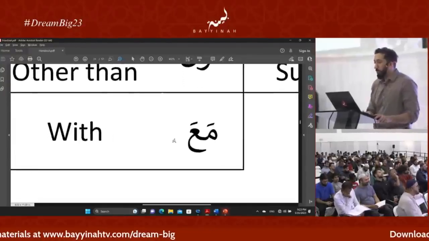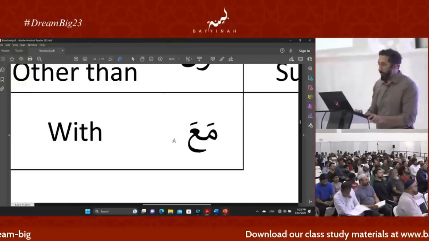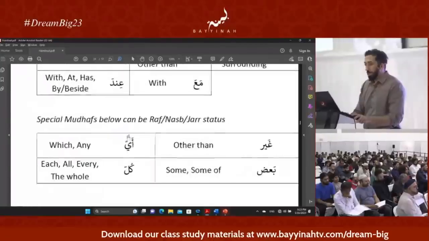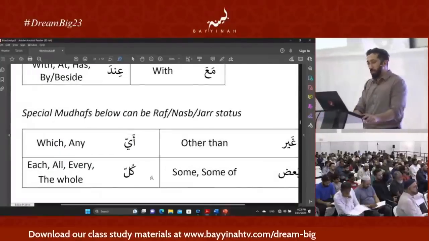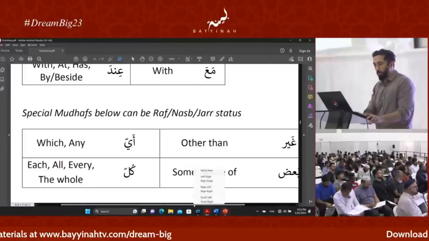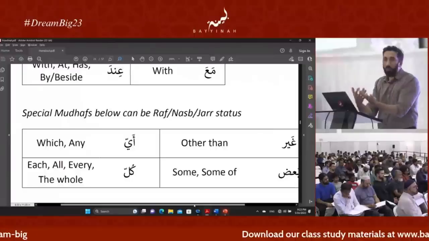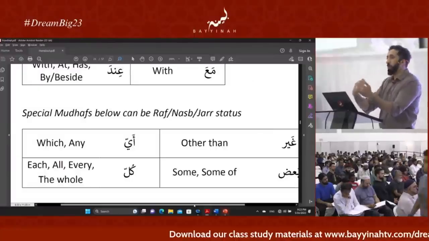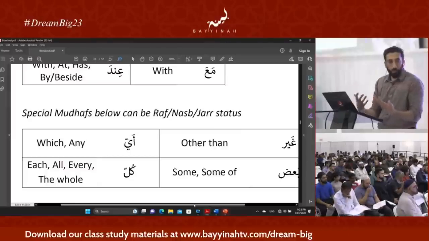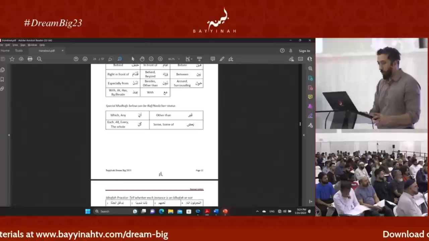Okay, so ma'a means with. So ma'al masjidi means what? With the masjid. These are all special mudafs. And there's some more. Ay, which means any, and kul, which means every, and ghayr and ba'd. So this is interesting vocabulary. If you learn this vocabulary, it'll probably happen on every page or every other page of the Quran. So this is a very common occurring vocabulary. But the pronouns are going to happen practically all the time.